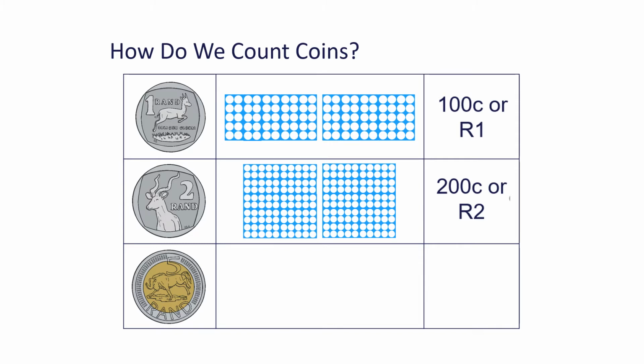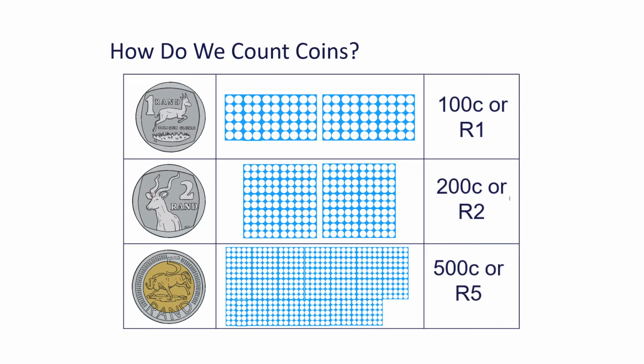And then we've got 5 rand. Can you guess how many cents this is? 500 cents. 500 1-cent pieces makes up 5 rand. But it's easiest just to count 5 rand in 5s.